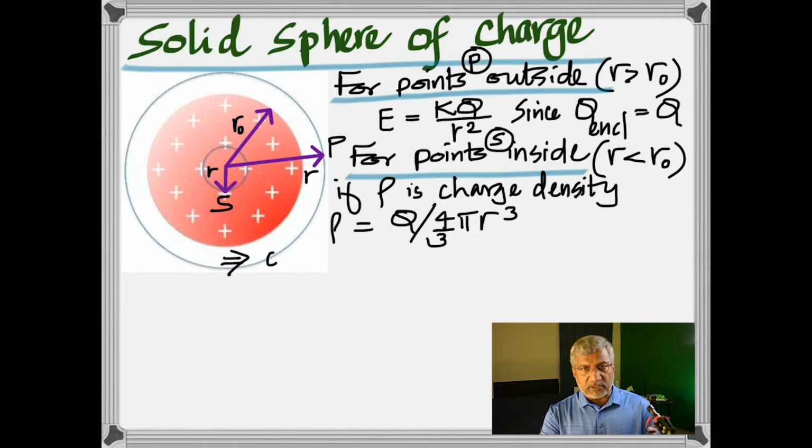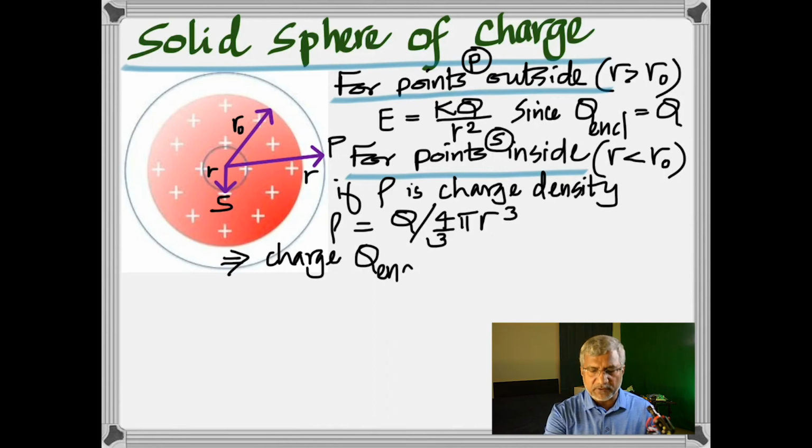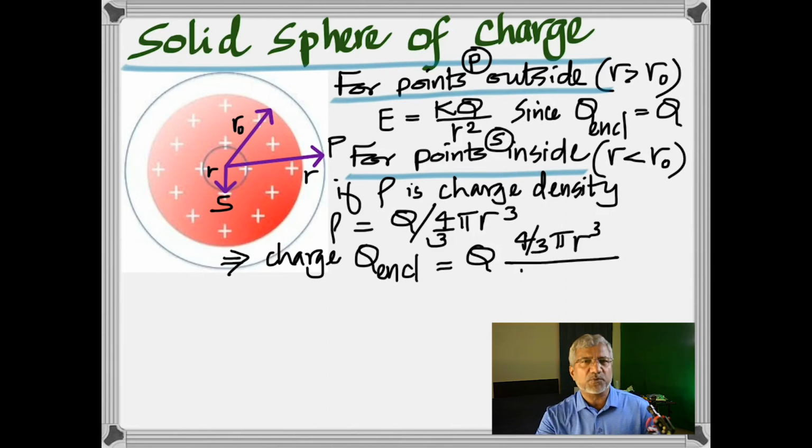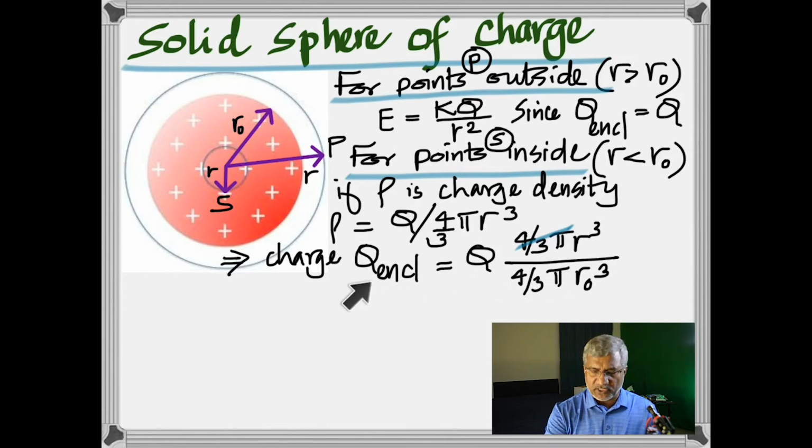Therefore, the charge enclosed inside the smaller sphere is going to be the ratio of the volume of that smaller sphere to the volume of the whole sphere, right? So that's what I've written there. So the ratio of the enclosed charge to the total charge will be equal to the ratio of the volume inside to the total volume. So I took this to the other side, and so I now have the enclosed charge in terms of the total charge. Of course, the 4 by 3 pi's get cancelled.